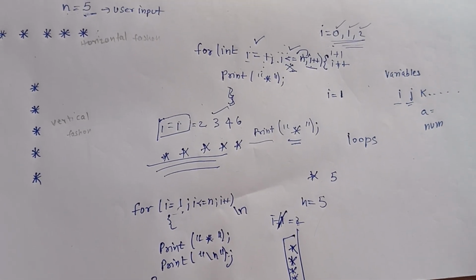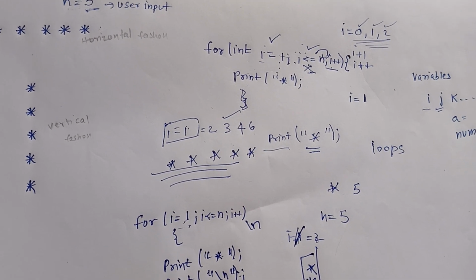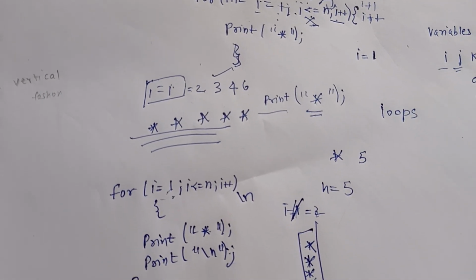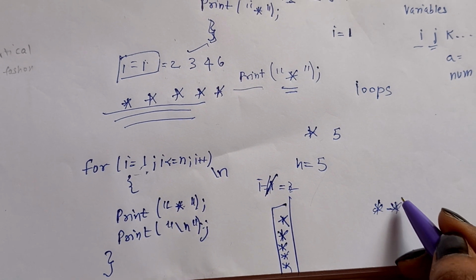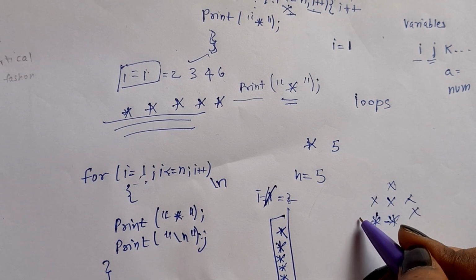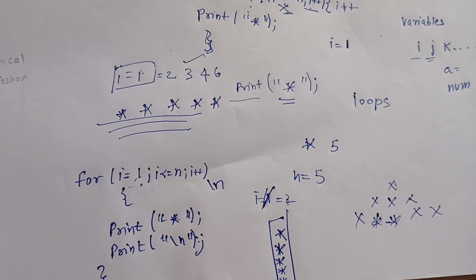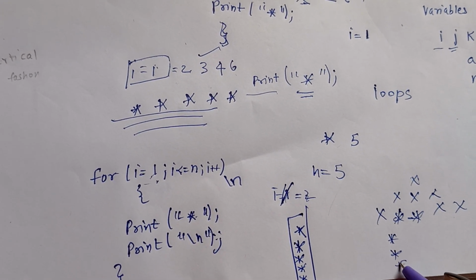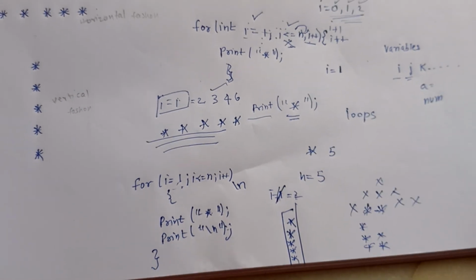If we are good with this small concept, it will be easy to go and learn larger concepts. In advanced topics there will be different kinds of patterns like this, like this, like an equilateral triangle. To learn all those, we need to be thorough with these kinds of simple concepts.